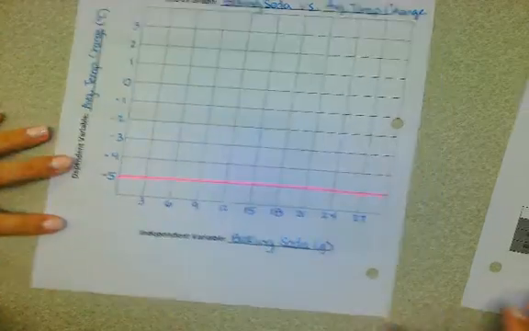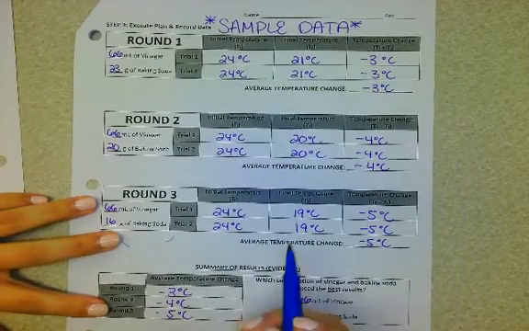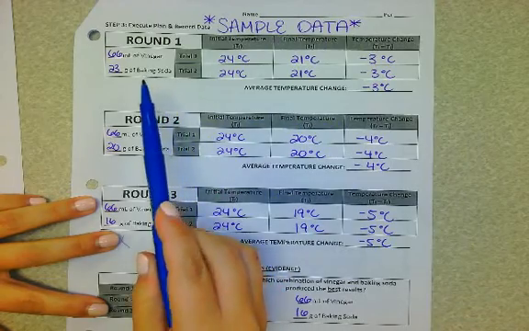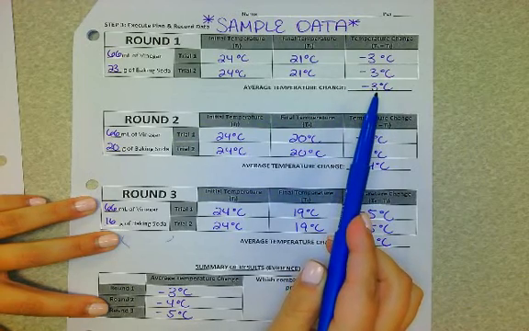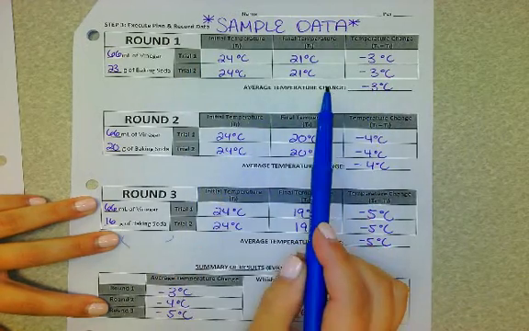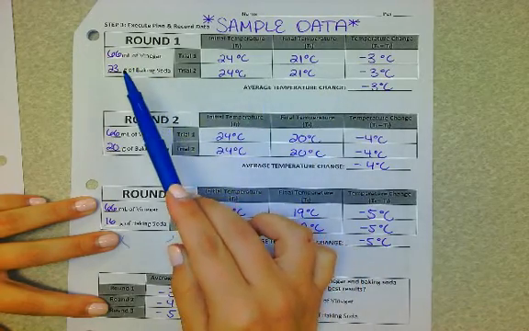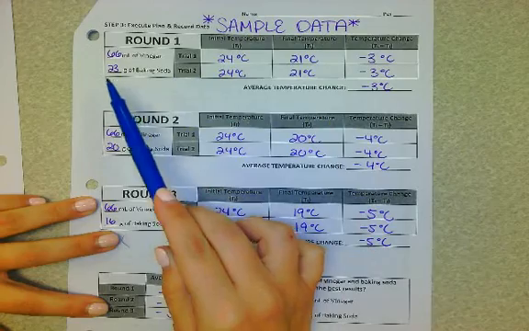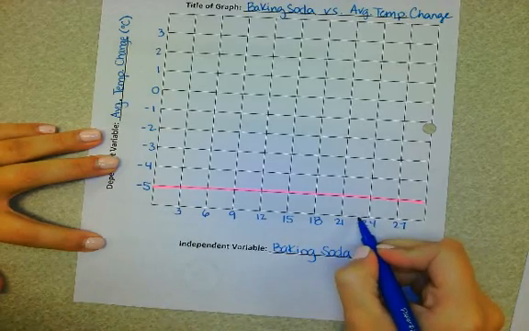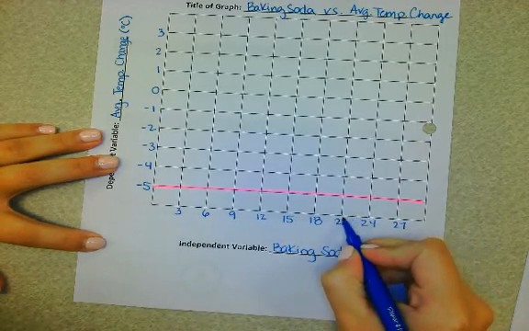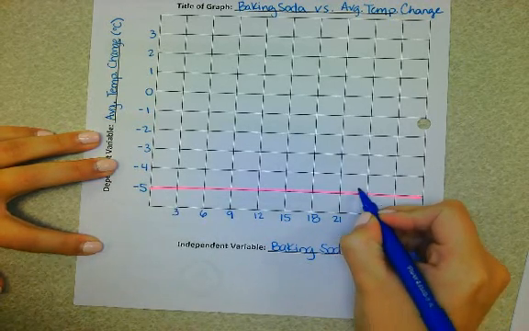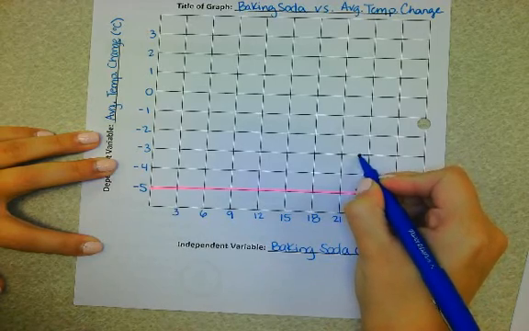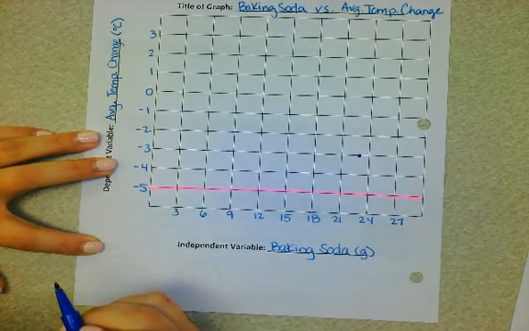So now we're going to plot our points, like I said. Looking at this sample data, we're going to start off with our first data point, which should be at 23 grams. And we should have seen an average temperature drop of -3. So our plotting point is going to be 23 and -3. This is our x-axis, 23, and -3 on the y. Over here, we're going to go up to 23. It's kind of between these two numbers here, so you're going to go a little closer to the 24 to be at 23. And then you're going to go up to -3. And there's your data point. So that's for round 1.